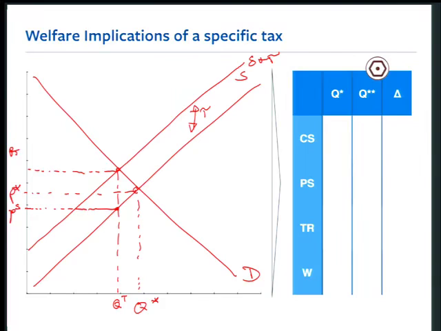But before you walked into this classroom, or if you asked a random stranger on the street, if I charge a $1 tax on cigarettes, by how much will the price of cigarettes rise? What do you think the most common answer is? $1, right? And that answer turns out to be wrong. It's right in only one special case.